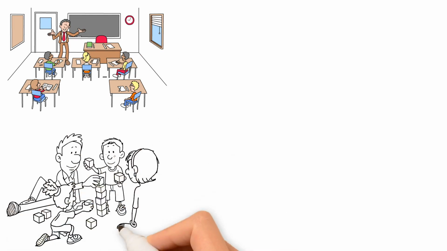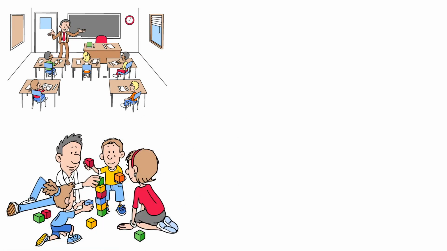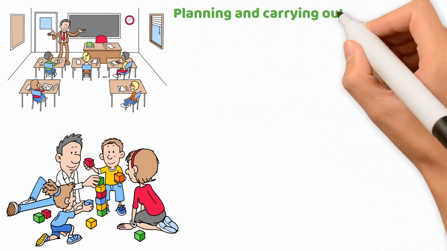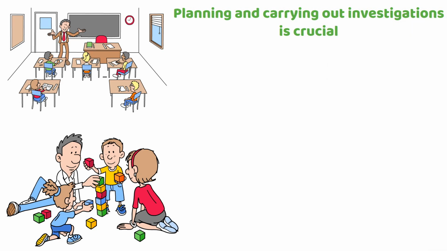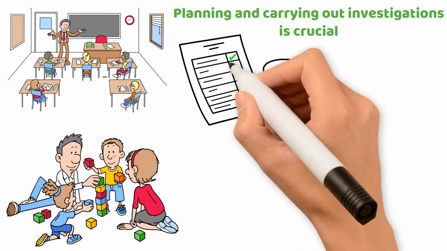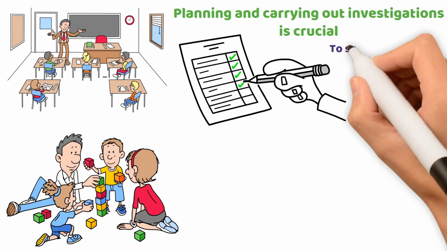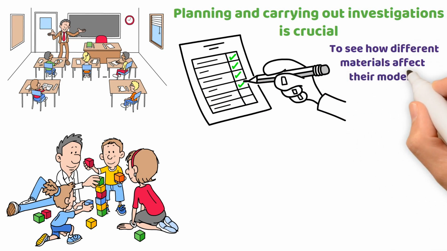Next, encourage your students to develop and use models. Guide them to create models that represent their solutions, teaching them to predict the outcomes of their designs. Planning and carrying out investigations is crucial. Encourage experimentation and record observations to see how different materials affect their model's performance.